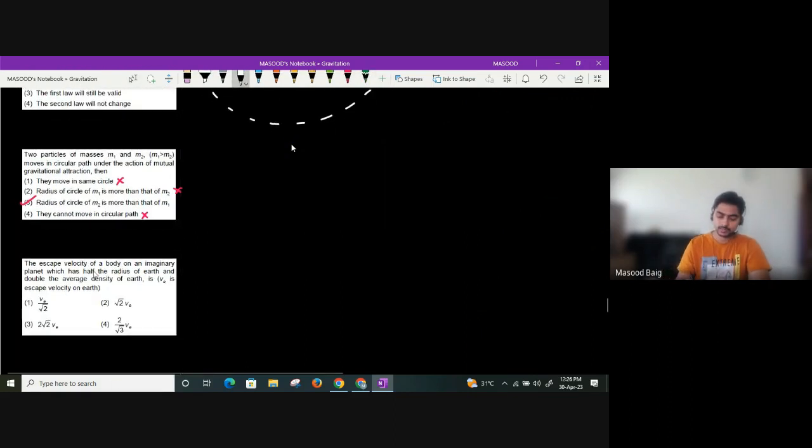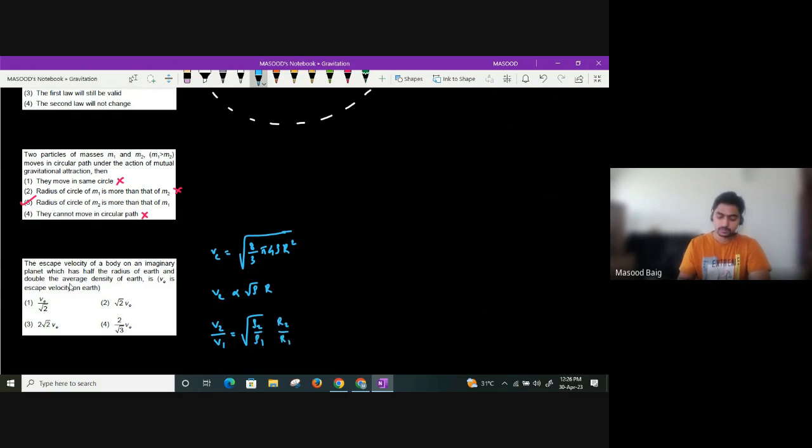They're saying escape velocity of a body on an imaginary planet which has half the radius of the Earth and double the average density. Again, just now we have seen that what is escape speed given as? It is given as root over 8 by 3 pi G rho into R square. So what is escape speed, beta? It is directly proportional to root rho into R. So I can write v2 divided by v1 as root of rho2 divided by rho1 into R2 divided by R1.